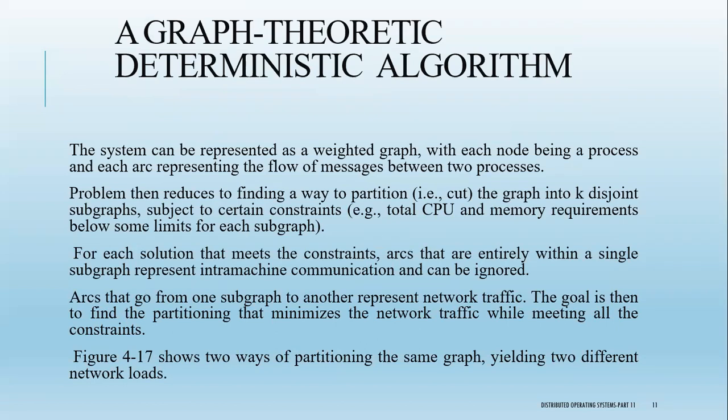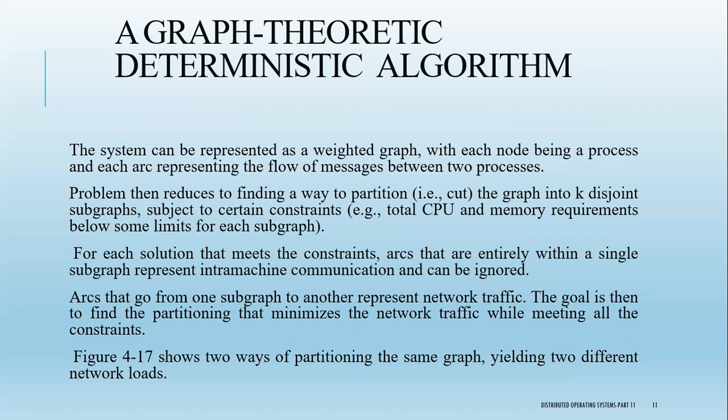The first one, the graph theoretic deterministic algorithm. The system can be represented as a weighted graph, with each node being a process and each arc representing the flow of messages between two processes. The problem then reduces to finding a way to partition the graph into k disjoint subgraphs subject to certain constraints.